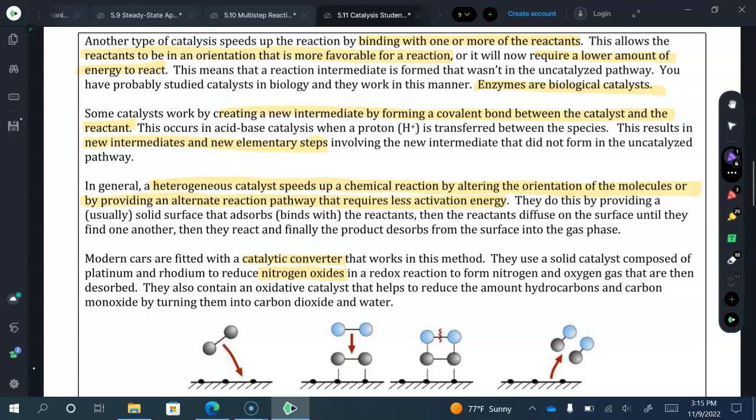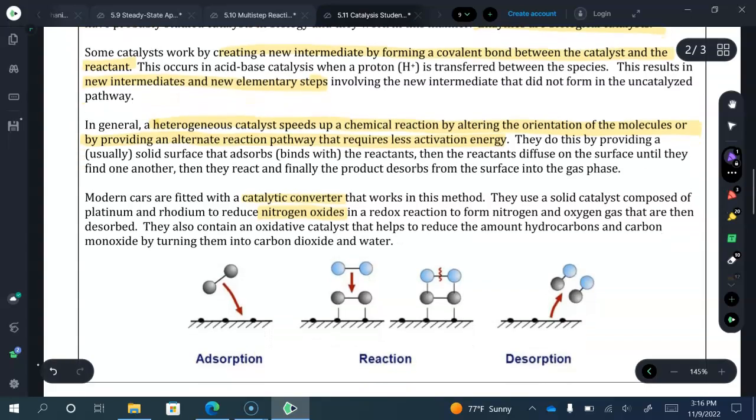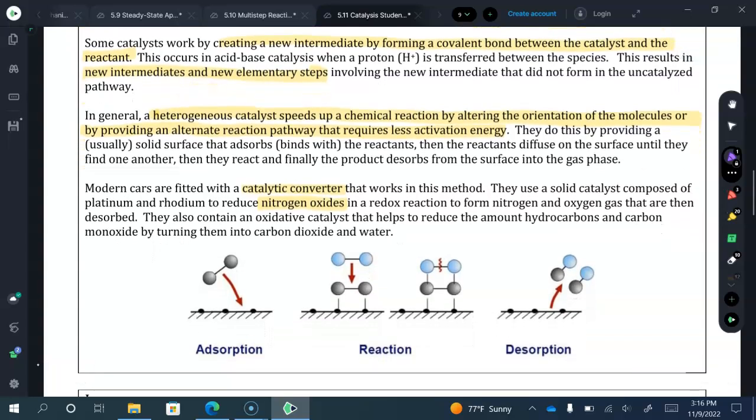Enzymes are biological catalysts. Some catalysts work by creating a new intermediate by forming a covalent bond between the catalyst and the reactant. This occurs in acid-base catalysis and when a proton is transferred between species. This results in new intermediates and new elementary steps involving the new intermediate that did not form in the uncatalyzed pathway. So by using acids, there is a new pathway for this reaction.